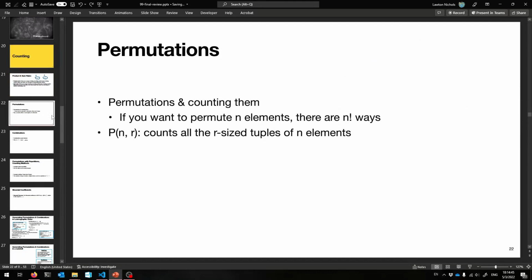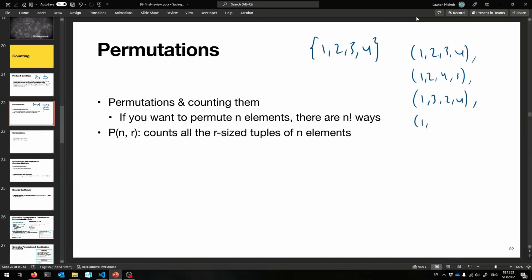So permutations are how many ways can we order the elements of a set? At the end of the day, that's what it really means. So I have the set 1, 2, 3, 4 with 4 things in it. What are all the different permutations of these elements of this set? When there are no duplicates, this is how you do it. You could choose 1, 2, 3, 4 in that order, and that's why we have tuples here, because the order matters now for permutations. We could do 1, 2, 4, 3. We could do 1, 3, 2, 4. We could do 1, 3, 4, 2.